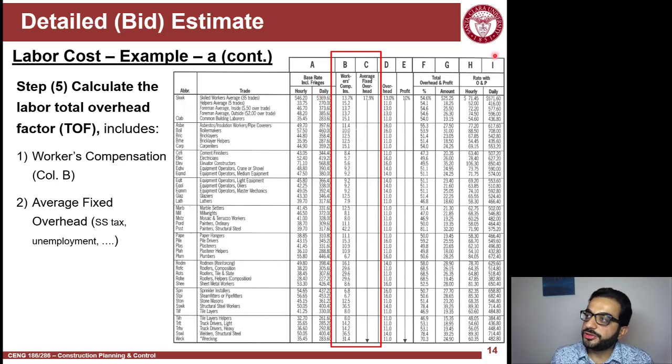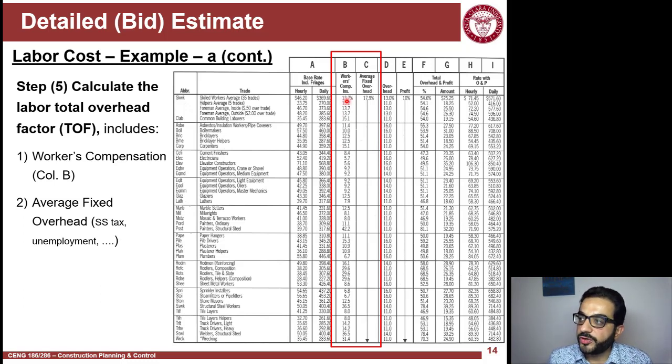So this page here is the back page, or the back cover, of the book. And it shows here the different trades, different worker types, and their different overheads. Now we're covering only B and C, columns B and C. Column B is worker comp. So remember, it's the insurance that covers the workers' injuries, if they're due to their work.